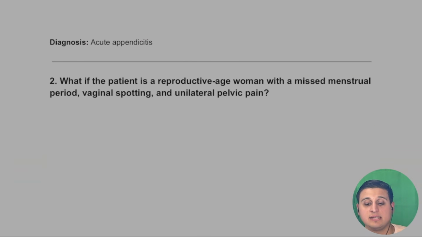Now let's move on to this next section where, again, it could be this pain that's in the right lower quadrant or something like that. And if the woman's a reproductive age woman with a missed menstrual period, vaginal spotting, unilateral pelvic pain, it could be this right lower quadrant pain that it's actually presenting as. Now we have something like an ectopic pregnancy, right?